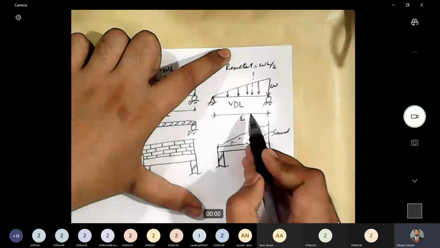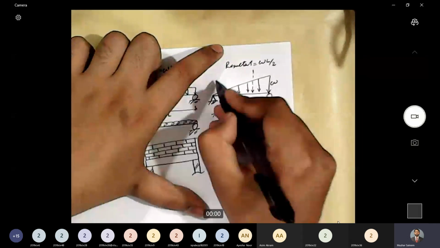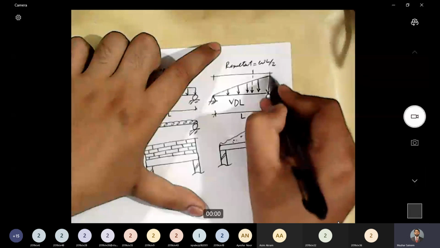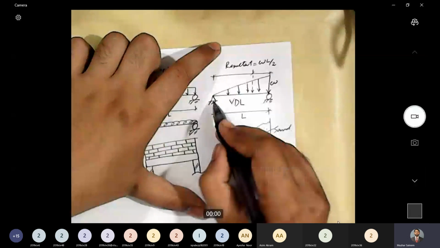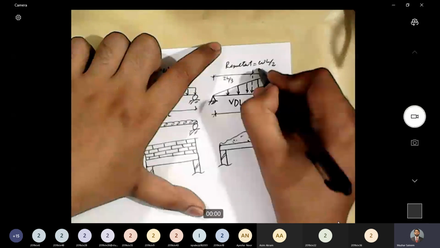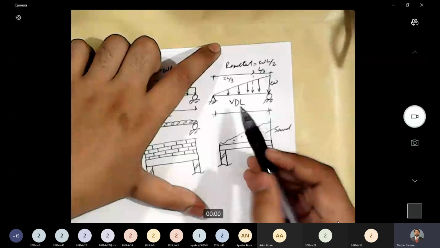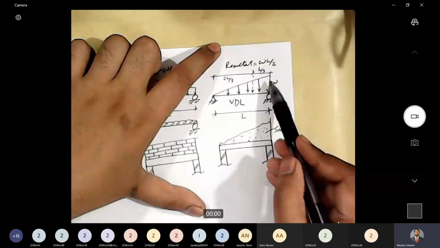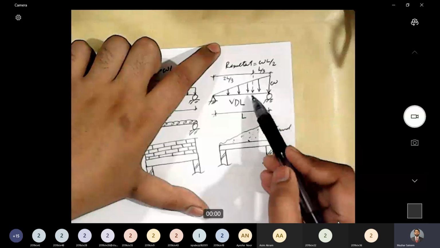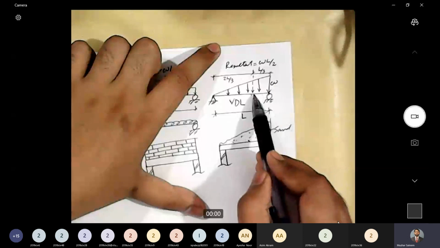And what will be the location of the resultant? The location of the resultant will again be through the centroid of this area. If the base of the triangle is L, the location of the resultant will be 2L by 3 from this side and L by 3 from this side. That's something you already know from your basic mechanics knowledge. In your basic mechanics, you would have studied the geometrical properties of areas, and you would have seen the location of the centroid for a triangle. So from this edge, it is 2L by 3, and from this side, it is L by 3.